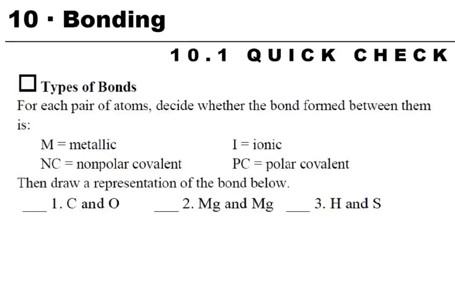Okay, for the 10.1 quick check, we're asking for the types of bonds. So the types of bonds can be metallic, nonpolar covalent, polar covalent, and ionic.